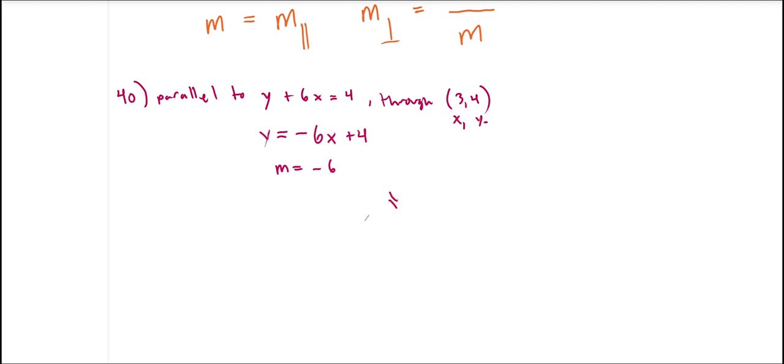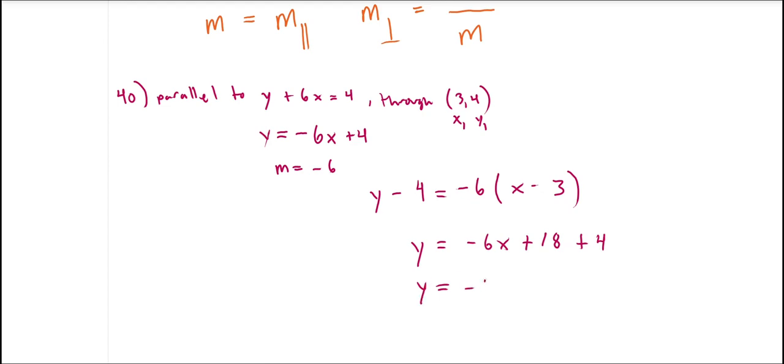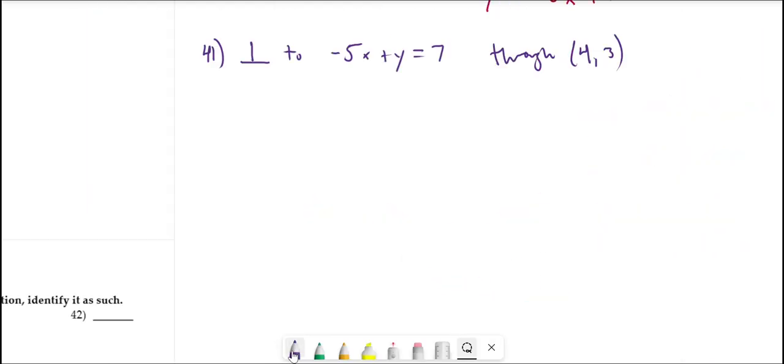So these will be my x1, y1 in that equation. And we'll then have y minus 4 equal to negative 6 times x minus 3. There's our point slope form for it. And all we have to do now is solve for y in order to get it into slope-intercept form. So solving for y is going to mean distributing this minus 6 and adding 4 to both sides, to get y equals minus 6x plus 22. That's answer D. 41 is similar, but now they're asking for the perpendicular line.